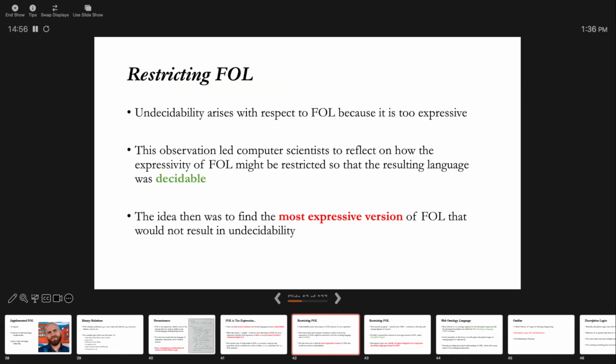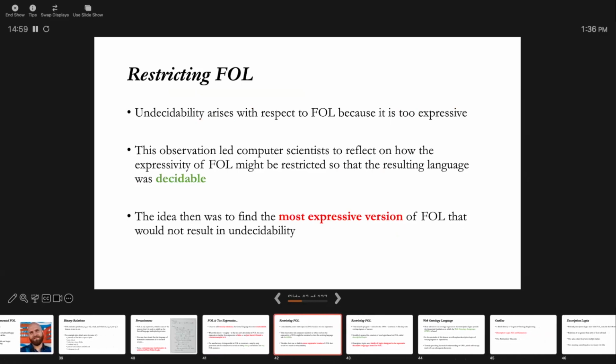Now, why is this important? Well, the observation of the undecidability of first order logic led computer scientists back in the day to reflect on how the expressivity of first order logic might be restricted so that the result was a decidable language. And this was important because computer scientists were trying to use a formal language for which they could trust there would always be a termination of truth or falsity for the expressions represented in it. They didn't want to have to guess whether something was potentially false or there was just a loop, because loops happen anyway. And that's kind of a poor epistemic situation to be in. You don't want your software to be looping and you not know if it's just false or just looping.